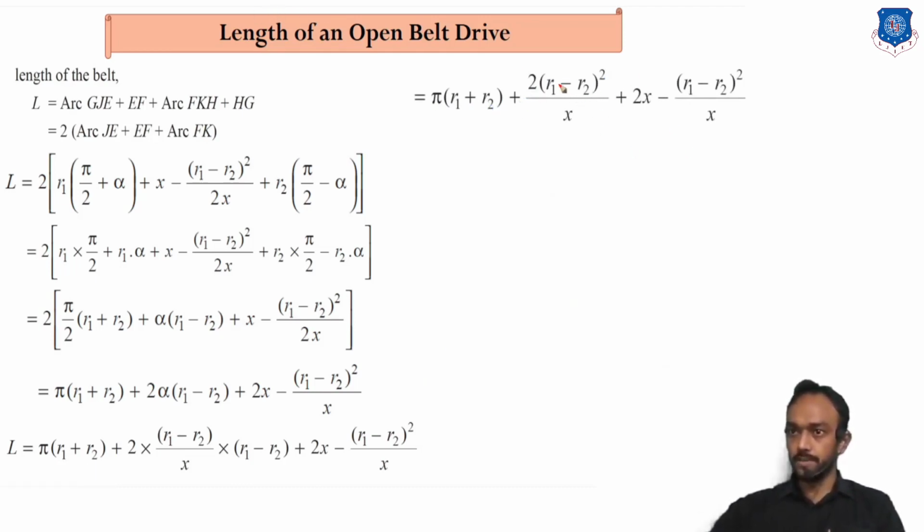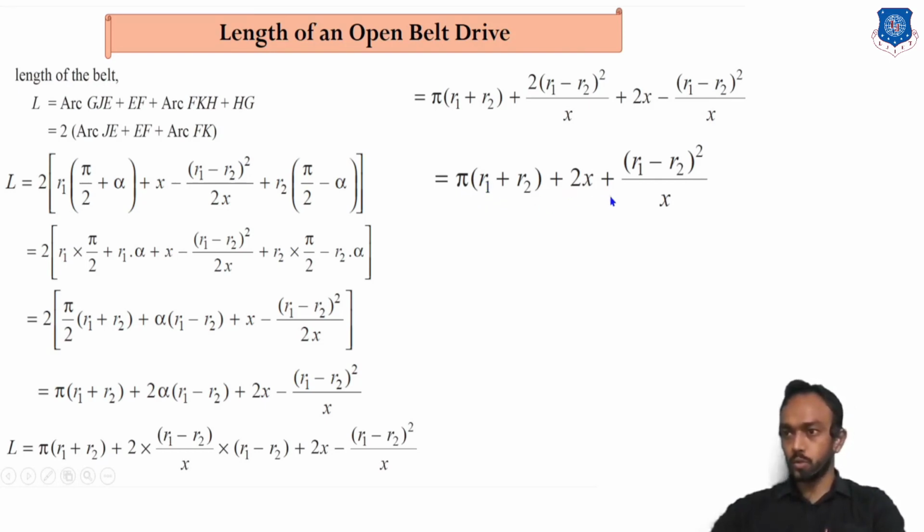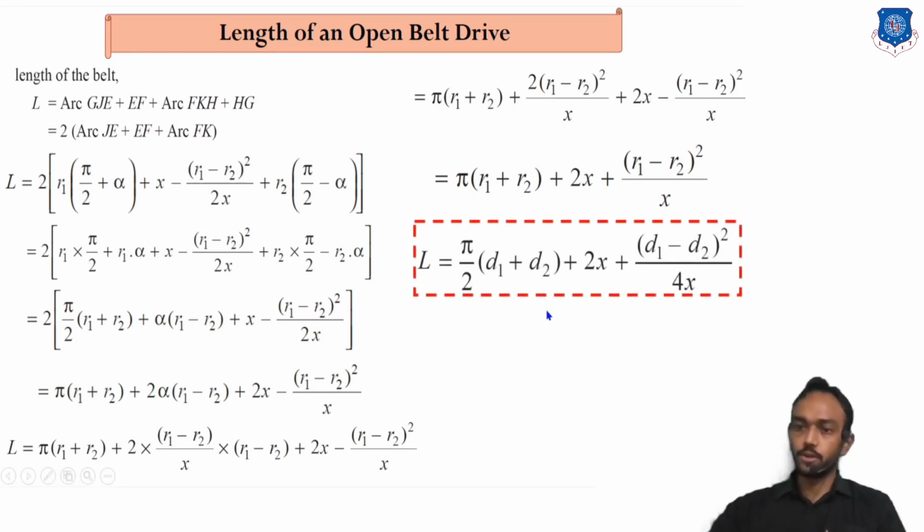So you can see here these two terms are same. Here is a positive 2 and here is a positive 2, and here is a negative. So what will happen, plus 2 minus 1, it will become positive 1. So pi into R1 plus R2 plus 2x plus R1 minus R2 whole square by x, and it is your final length of open belt. Okay, which will be used in all the examples of belt drive.